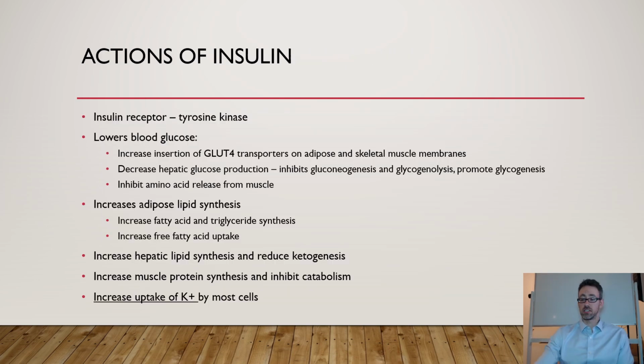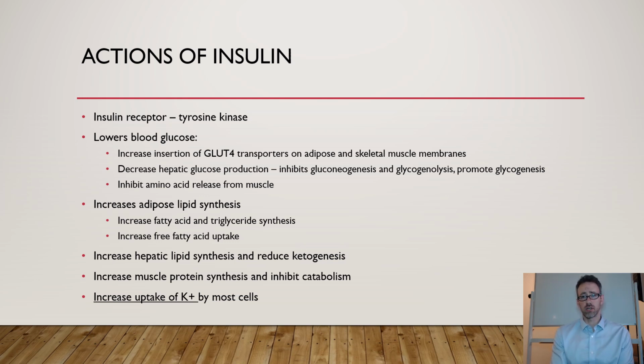So the actions of insulin, I've kind of already alluded to this, but let's review it again here. More specifically, the insulin on the tissues will bind to something called a tyrosine kinase receptor. And I have an image of this on the next slide, which I'll go over. The ultimate effect, though, is going to lower blood glucose levels, right? And so it's going to increase insertion of glucose transporter 4 on adipose tissue as well as skeletal muscle. It's going to decrease hepatic glucose production. So the liver is going to reduce its production of glucose.